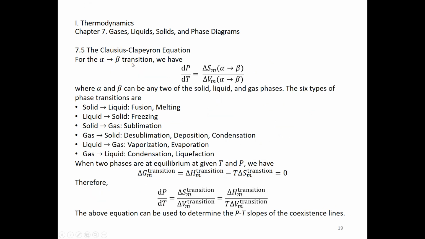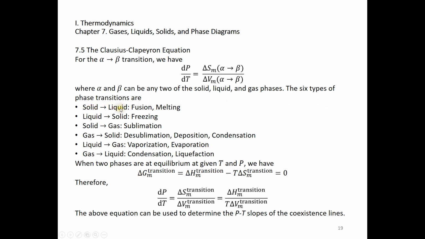Again, if we are looking at a phase transition from phase alpha to phase beta, dP over dT is the molar entropy change over the molar volume change. In this equation, alpha and beta can be just any two of the three phases. They can be solid, liquid, or gas phase. There are 6 types of phase transitions.